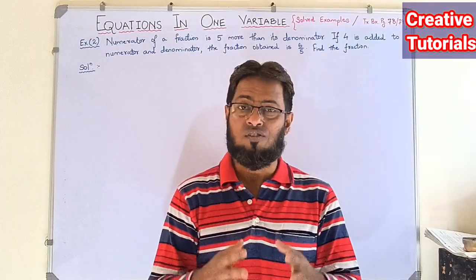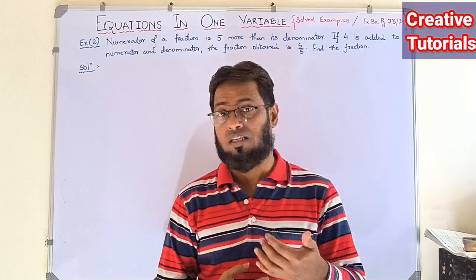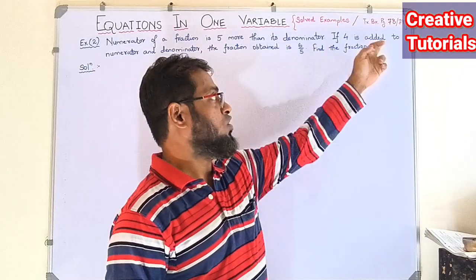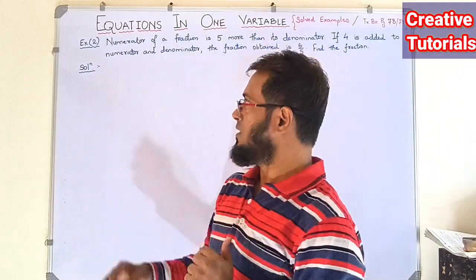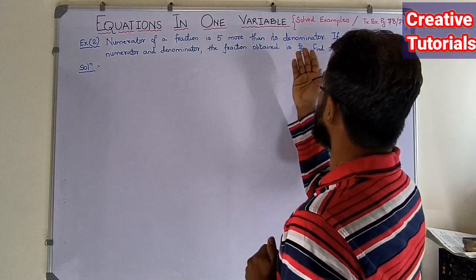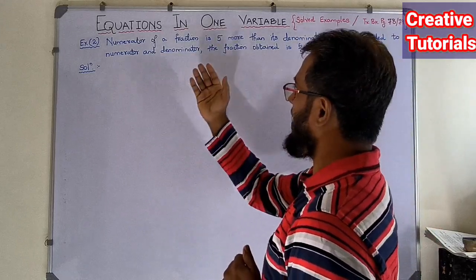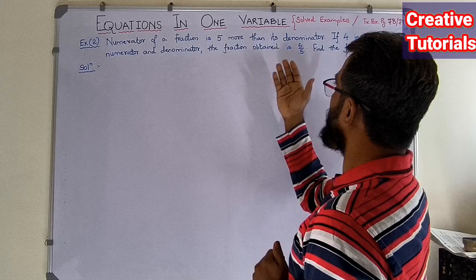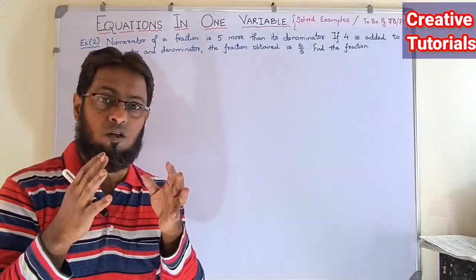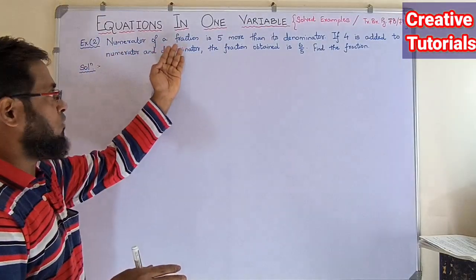Dear children, today we are going to solve our second solved example as far as our word problems are concerned, which is given on your textbook page number 78 and 79. The question is something like this. The numerator of a fraction is 5 more than its denominator. If 4 is added to the numerator and denominator, the fraction obtained is 6 upon 5. Find the fraction.